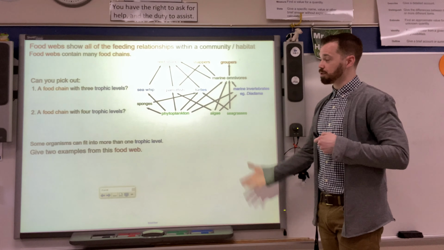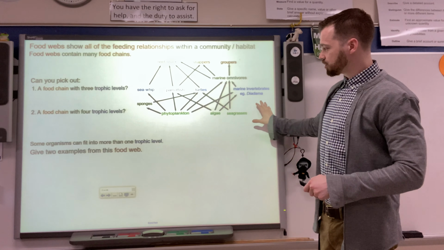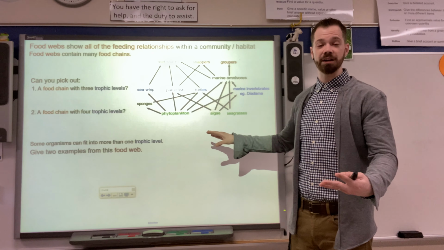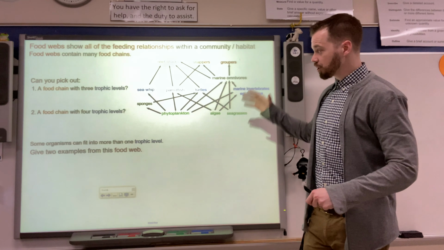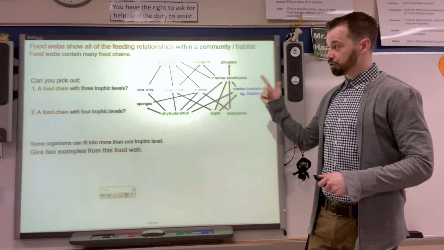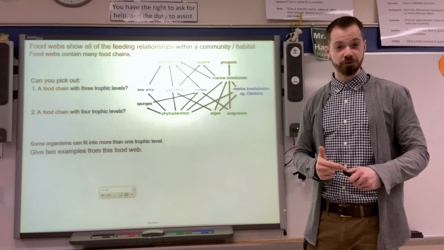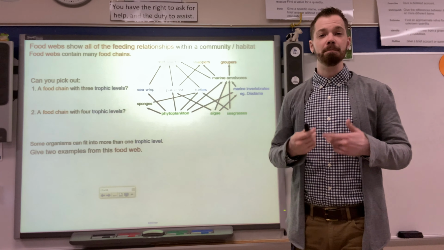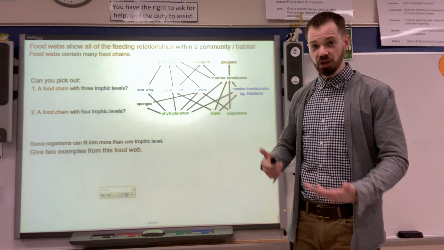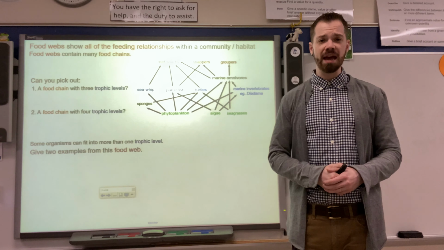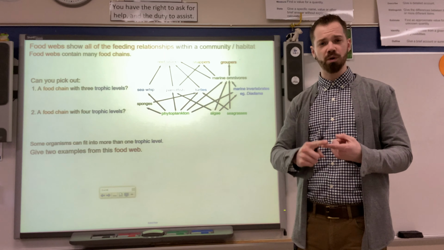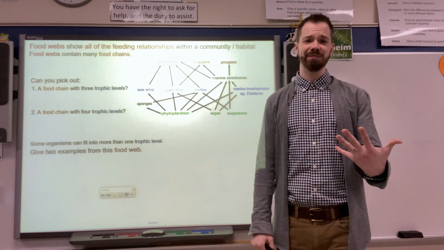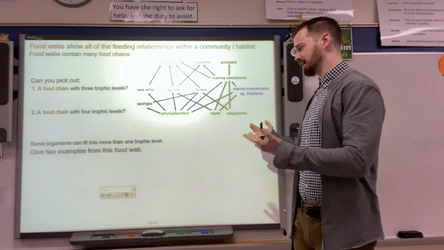So if we expand that to a food web, like the one I've shown here, that's going to show all of the feeding relationships in a community, remembering that a community are the living organisms in an ecosystem. So the goal here is that you should be able to pick out 3 and 4 trophic level food chains, and also explain why it's possible for an organism to occupy more than one trophic level. With that information, you should be able to attempt any of the questions in the learning targets on page 1, 2, or 3.